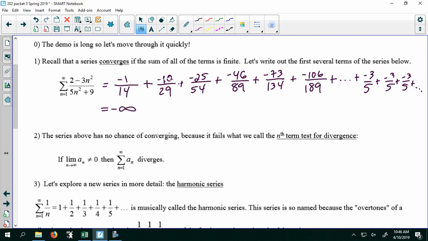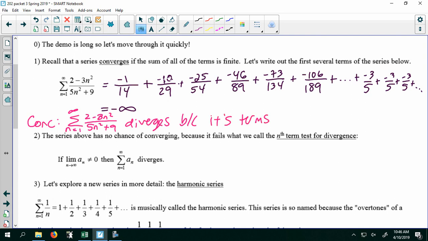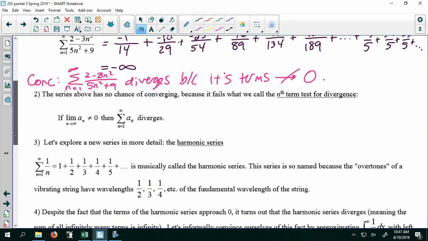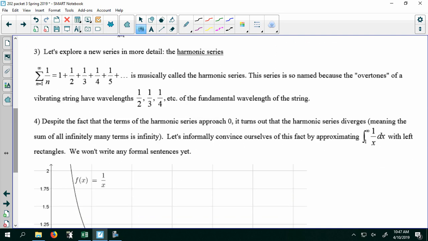So I'm going to write that conclusion right here. Conclusion: this sum diverges because its terms don't approach 0. If the terms don't approach 0, it diverges.